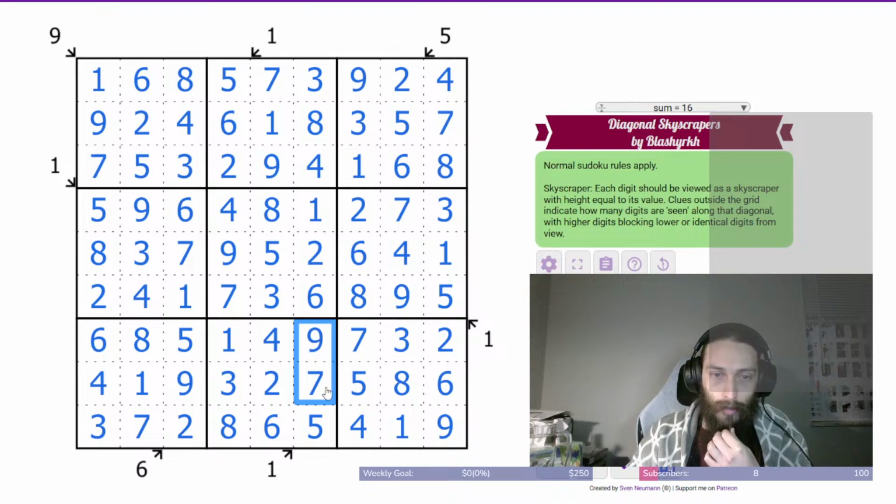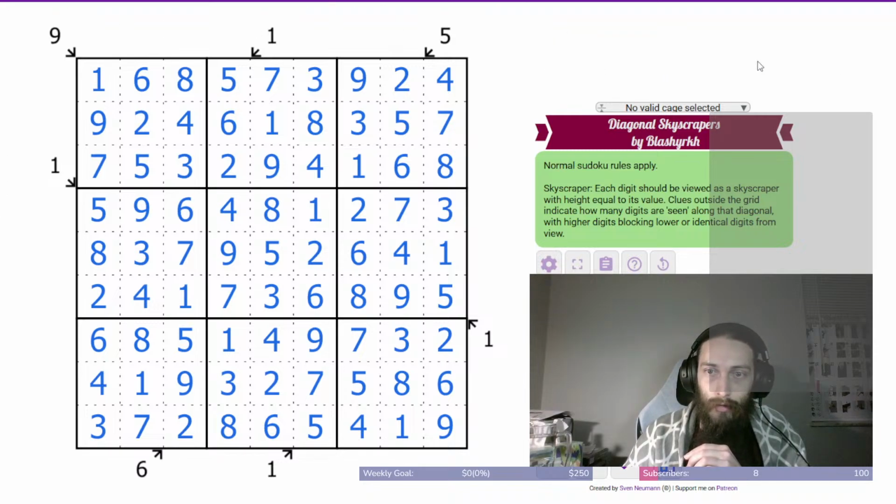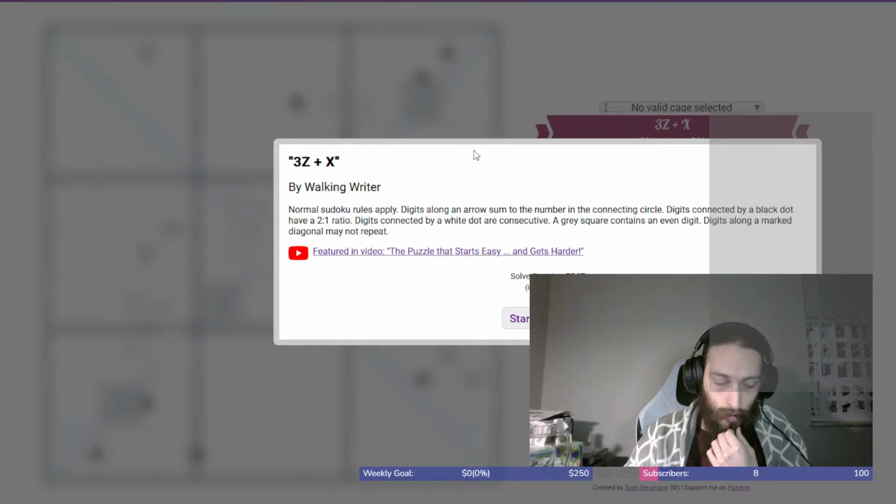It did take a little bit to see the 9 in this box, even though I'd already had it marked. But I don't know. That was a good puzzle. So I grab the next one. Nope. That's the same puzzle. Puzzle that starts easy. Got this link. And we move it to this window, and now I can see it.